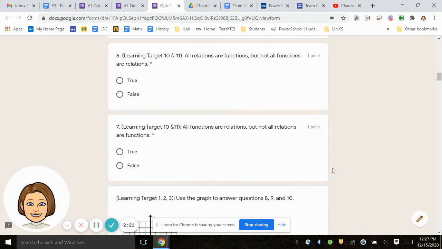Number 6, all relations are functions, but not all functions are relations. True or false? I'll read that one again. All relations are functions, but not all functions are relations. Number 7, true or false? All functions are relations, but not all relations are functions.